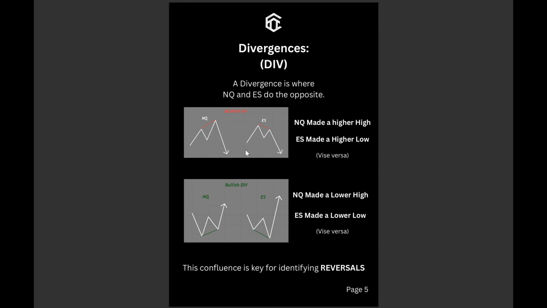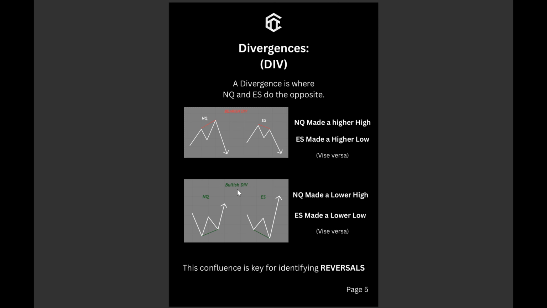So there's a couple of examples on screen here. As you can see, this is an example of a bearish div. This is NQ, formerly known as the Nasdaq, and this is ES, formerly known as the S&P 500. They move very similarly, which again you will see later on in this PDF. But you can see here, this is what we call a divergence. You can see that NQ has made a high and ES has made a low. And because they move very similarly, when this happens, it's a strong sign of a reversal.